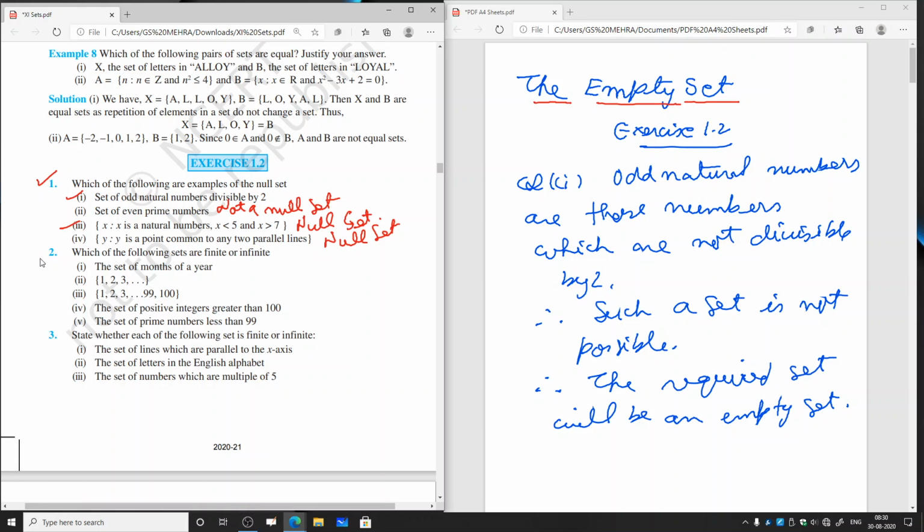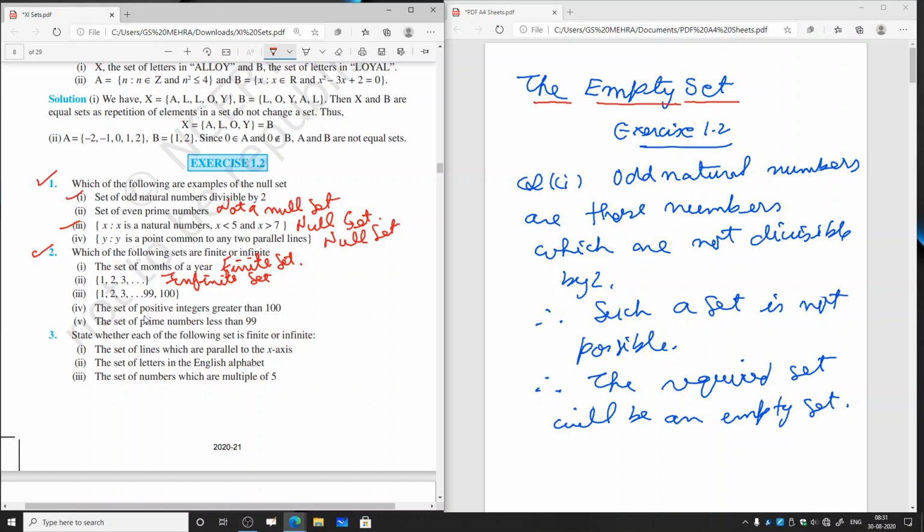Now question number 2. Which of the following sets are finite or infinite? The set of months of a year. Since we can count the number of months of a year, so this will be finite set. Now the next one, here we are having this set 1, 2, 3, dot dot dot. This is a set of natural numbers. Dot dot dot means that the elements are going on, and we do not know which is the last natural number. It goes on. So this is infinite set.